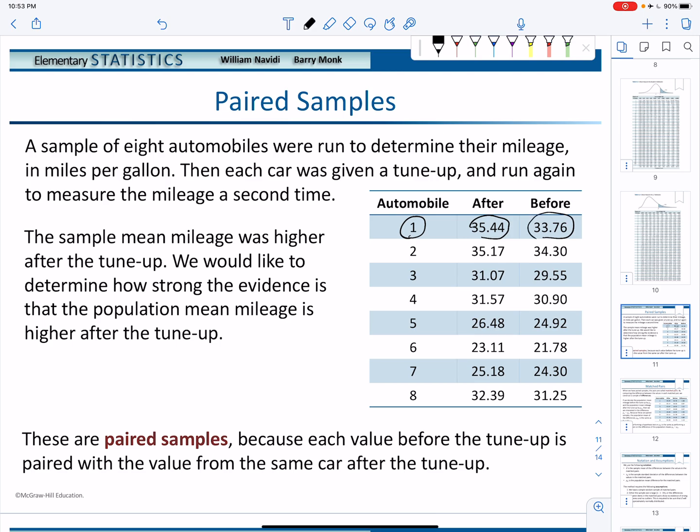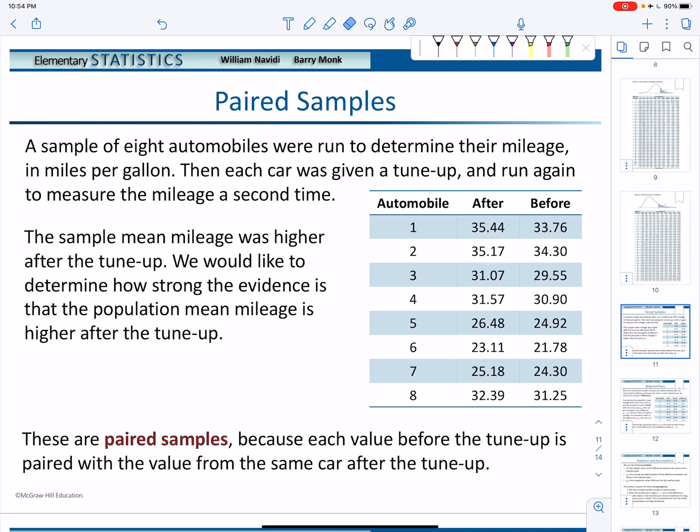And the thing about this is that both of these pieces of data are paired. They came from this automobile. And the same goes true as you go down the list. So that's why we have paired samples. The sample mean mileage was higher after the tune-up. We would like to determine how strong the evidence is that the population mean mileage is higher after the tune-up.